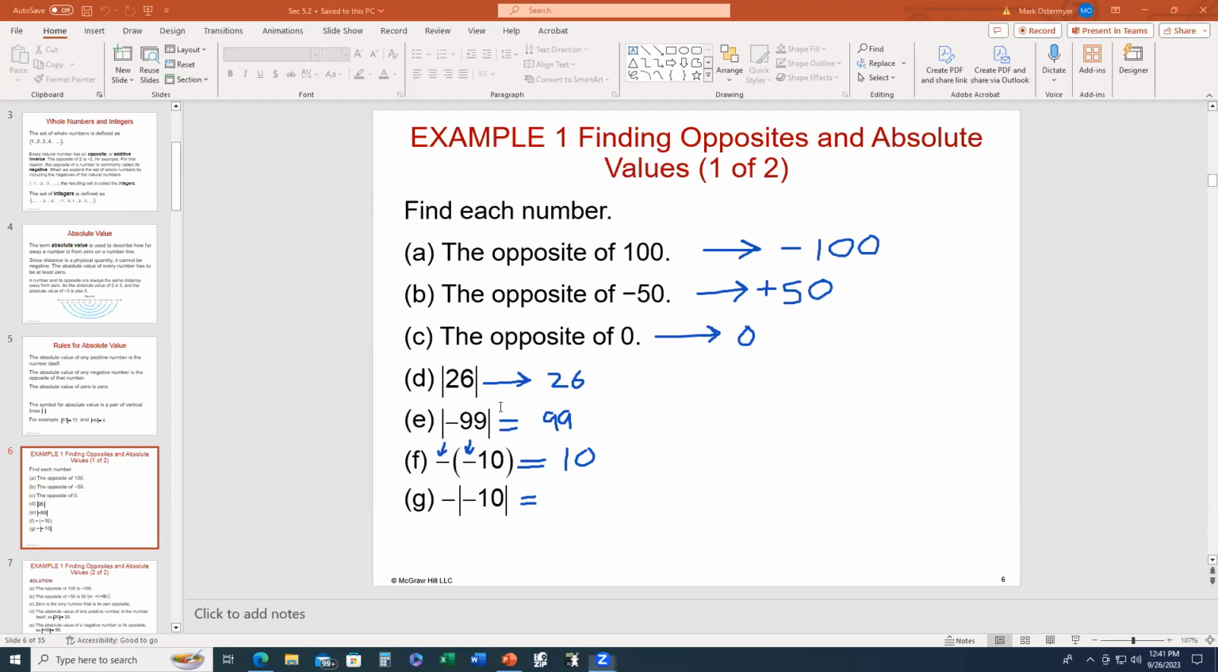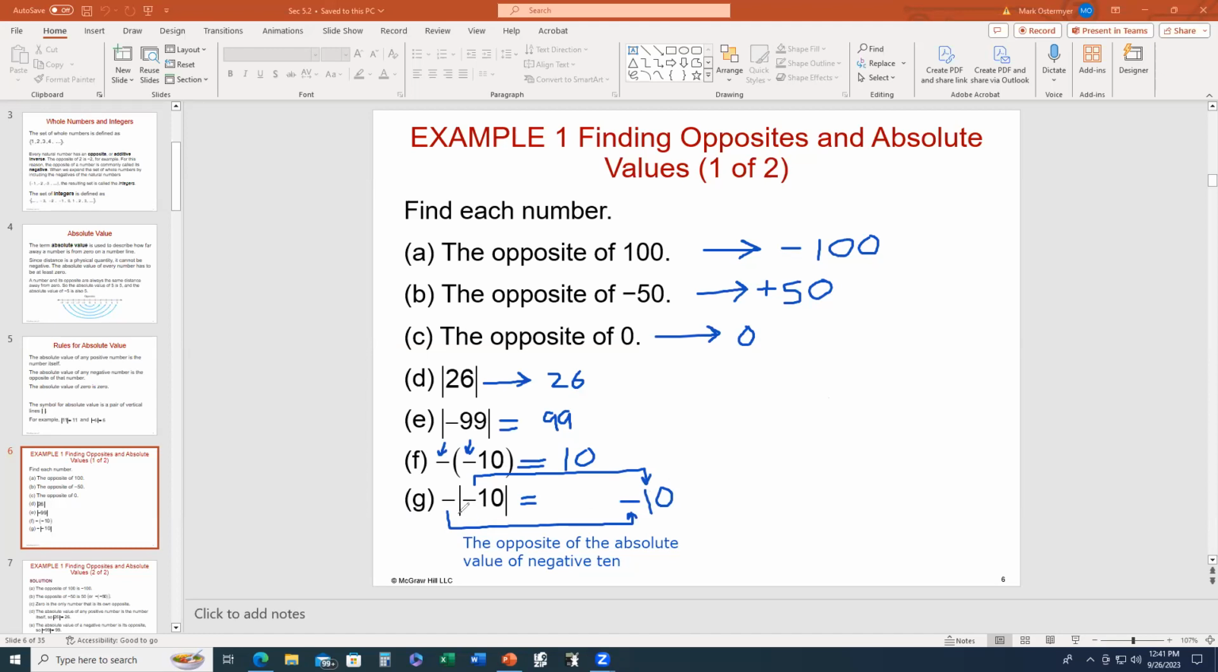All right, let me just actually spell that out. The opposite of the absolute value of -10. The way you deal with this is, first of all, you just take the absolute value of -10. So what's the absolute value of -10? 10. But then we have to take the what of it? The opposite of 10, which yields a -10. Everybody see that there?